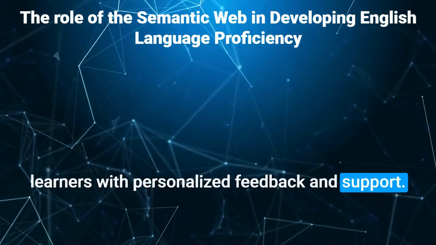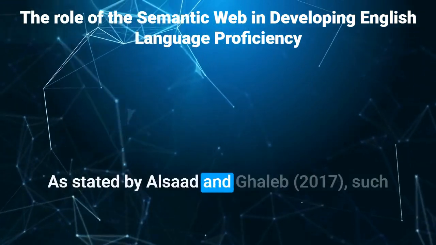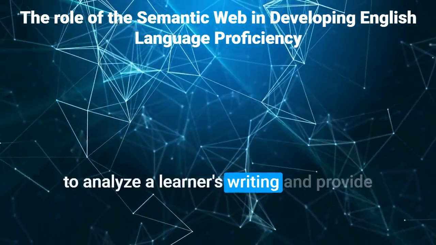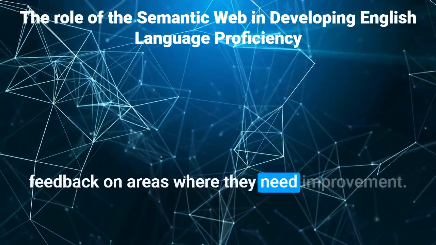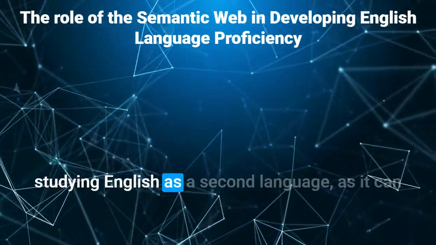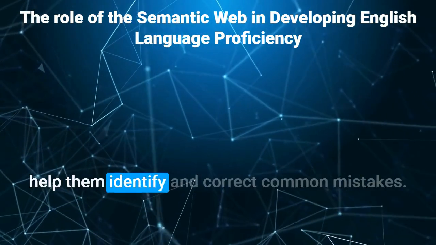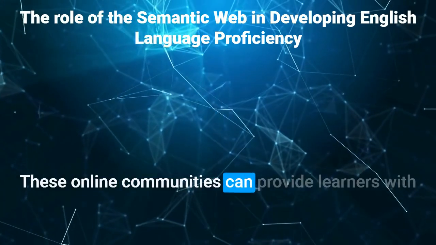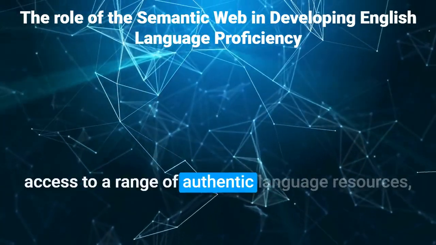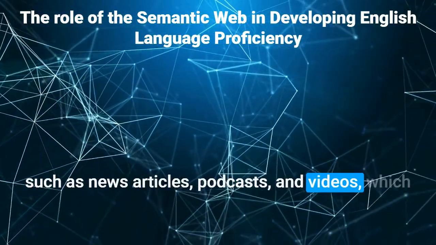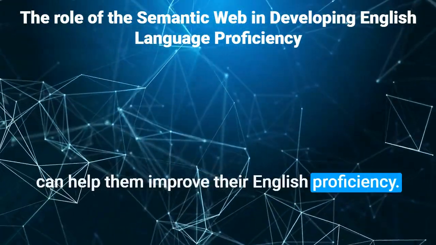Moreover, semantic web technology can be utilized to develop language learning applications that can provide learners with personalized feedback and support. As stated by Alsod and Gallup, such applications can use semantic web technology to analyze a learner's writing and provide feedback on areas where they need improvement. This can be particularly useful for learners studying English as a second language, as it can help them identify and correct common mistakes. 204. These online communities can provide learners with access to a range of authentic language resources, such as news articles, podcasts, and videos, which can help them improve their English proficiency.